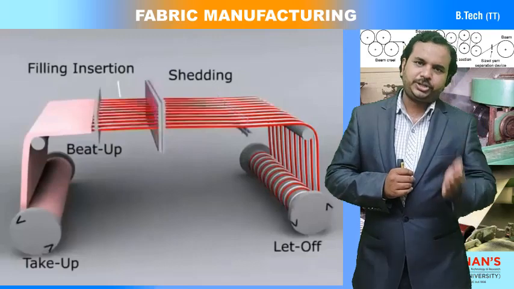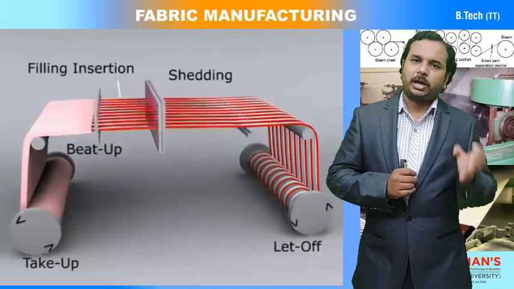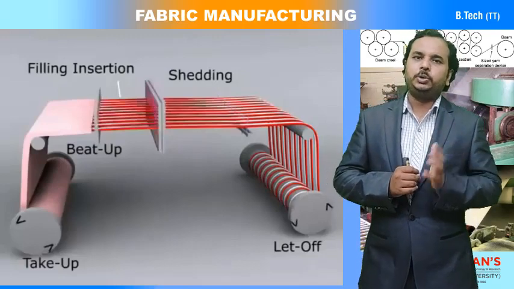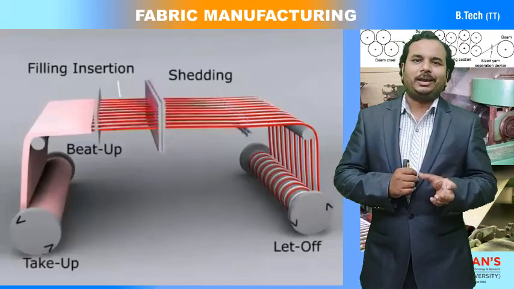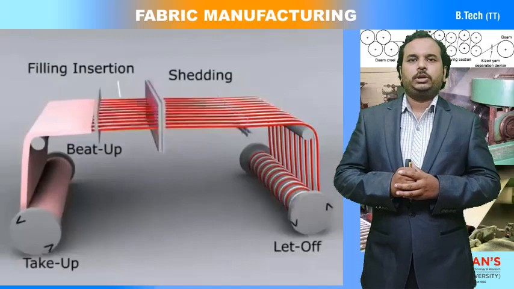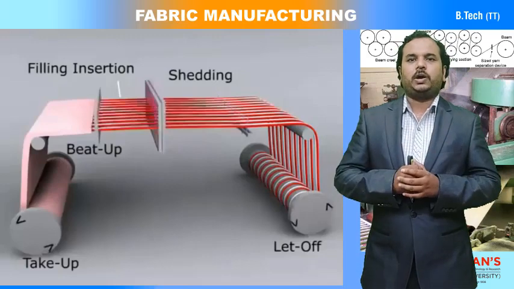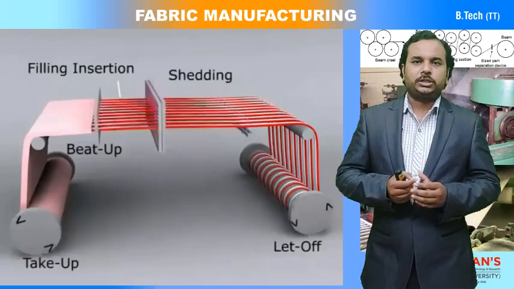After the fabric formation, the fabric is going to be taken up and wound onto the cloth roller with the help of the fabric take-up mechanism. So this is the overall picture of the weaving process.